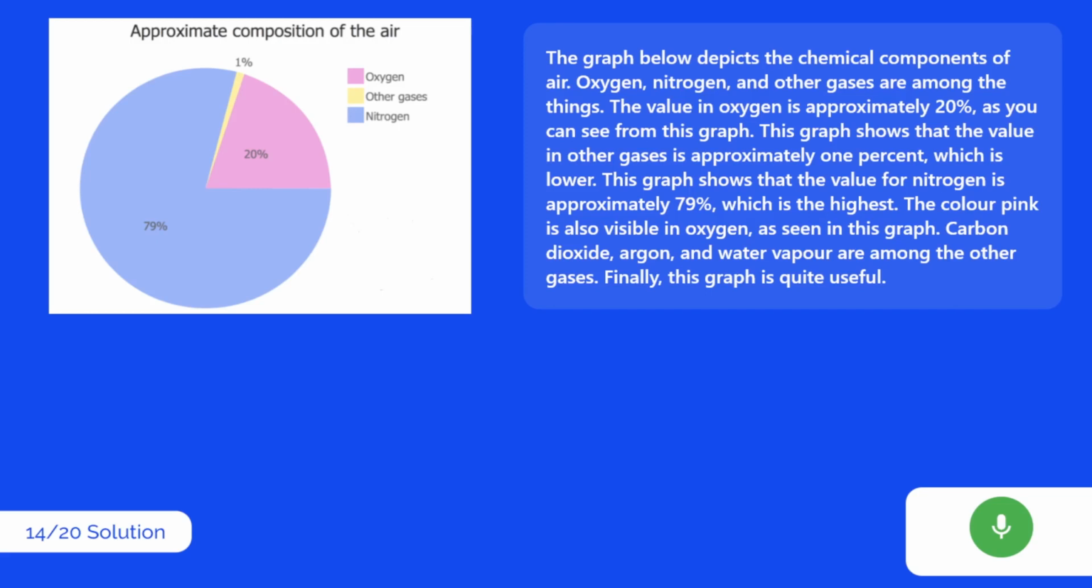This graph shows that the value in other gases is approximately 1%, which is lower. This graph shows that the value for nitrogen is approximately 79%, which is the highest. The color pink is also visible in oxygen, as seen in this graph. Carbon dioxide, argon, and water vapor are among the other gases. Finally, this graph is quite useful.